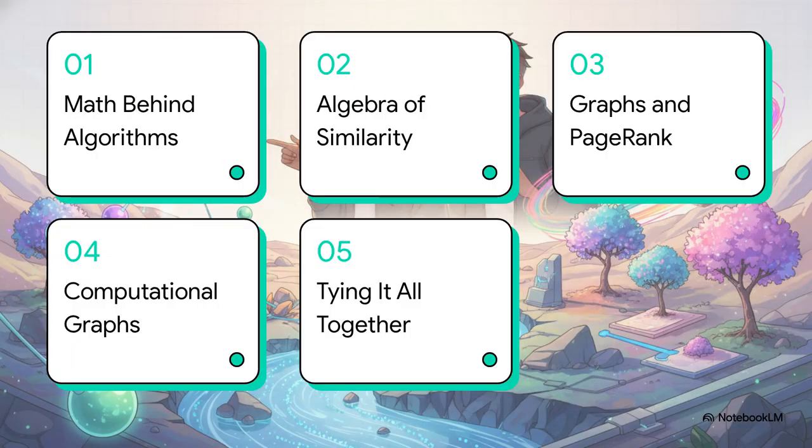So, here's our roadmap for today. We'll start with the math behind algorithms, move into the linear algebra of similarity, then we'll navigate graphs and PageRank. After that, we'll look at optimizing with computational graphs, and finally, we'll tie the whole shebang together.